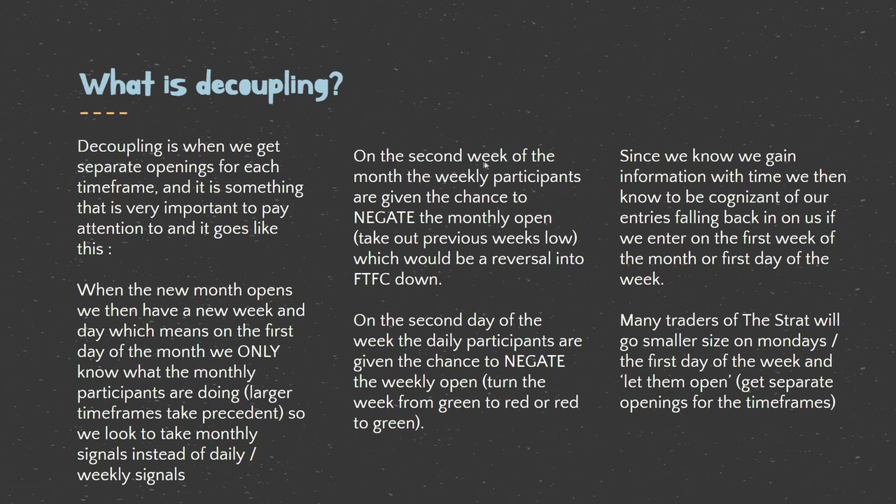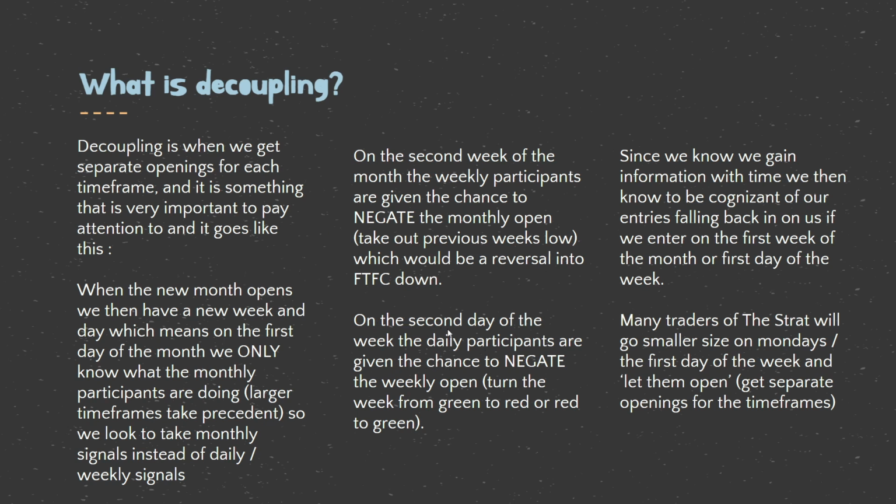On the second week of the month, we now have a separate open for the weekly, because during that whole first week, the monthly and weekly open are the exact same. So on the second week of the month, the weekly participants are given a chance to negate the monthly open. So if we take out the previous week's low, that would be a reversal down into time frame continuity. So I don't have an example up here. I'm not sure. Let me see if I do have one. Yeah, so we have an example coming up. So just keep that there.